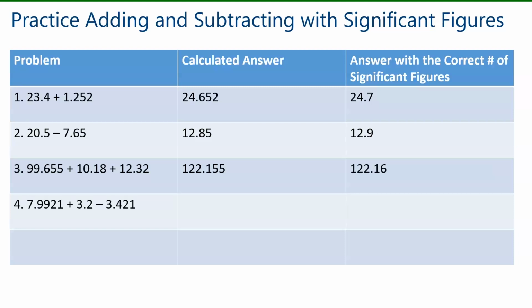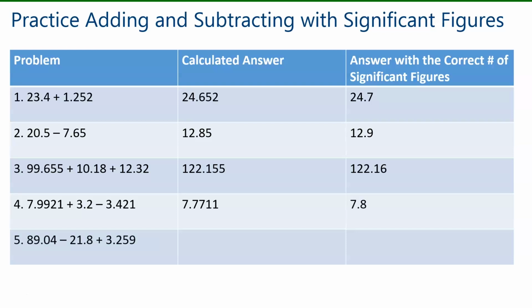Number 4, here we're adding and subtracting. If you put this in your calculator, you get 7.7711. Our answer needs to have the least number of decimal places in our answer, which is one decimal place, and we need to use our rounding rules to get 7.8.